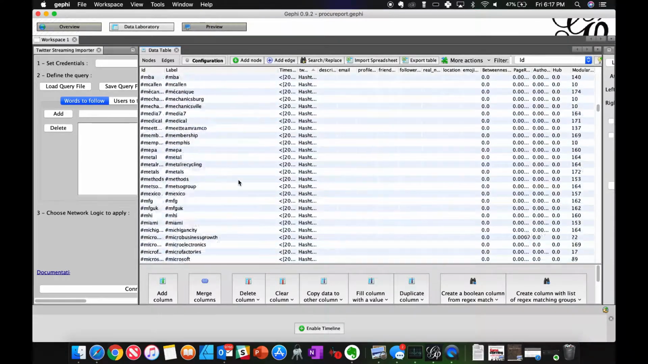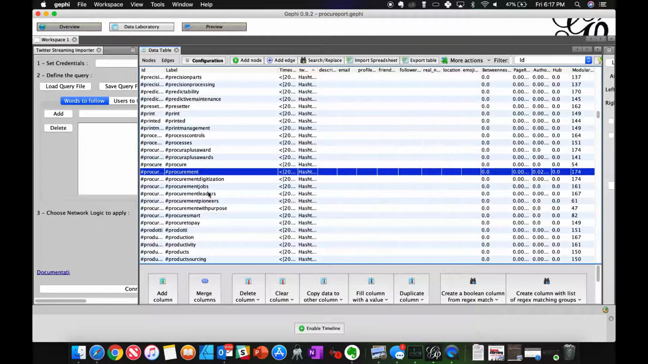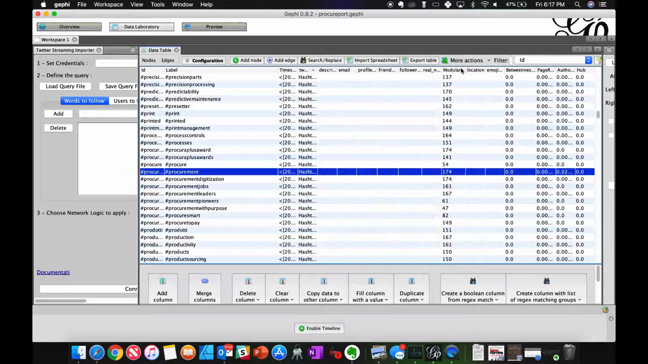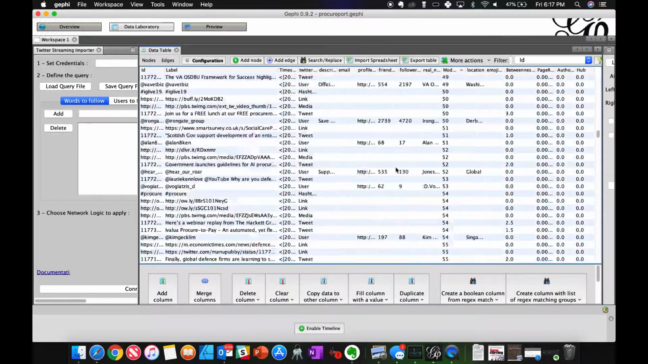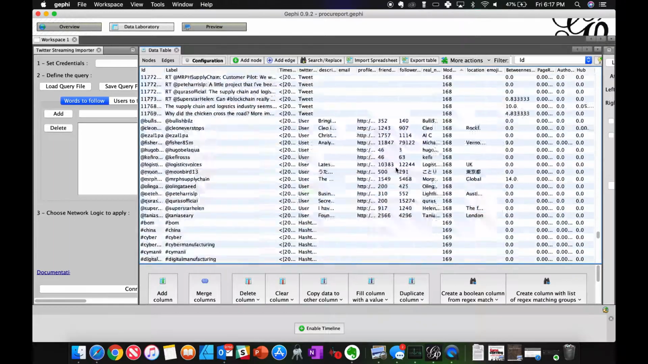So let's just say procurement here. I'll scroll down, procurement. So not only do we get all these other topics here that are things we can look into as far as marketing outlets, but we can also see who might be driving the conversation in procurement. So there's a thing called modularity class, which basically maps all the nodes that are really similar to procurement together into the same group. So what we can do, we're just going to sort by modularity class and find group 174.